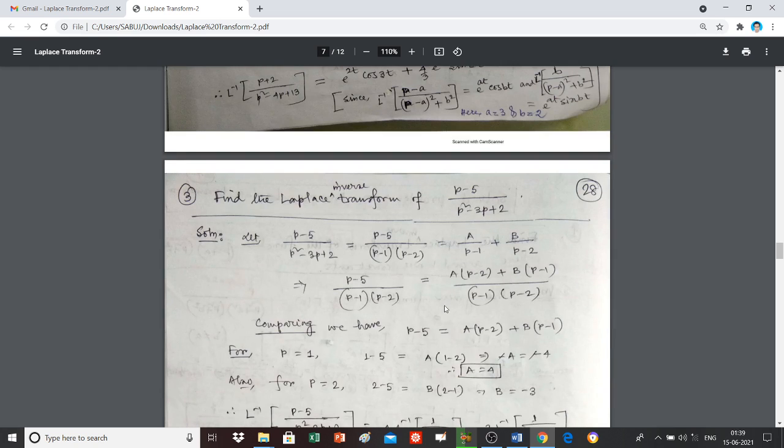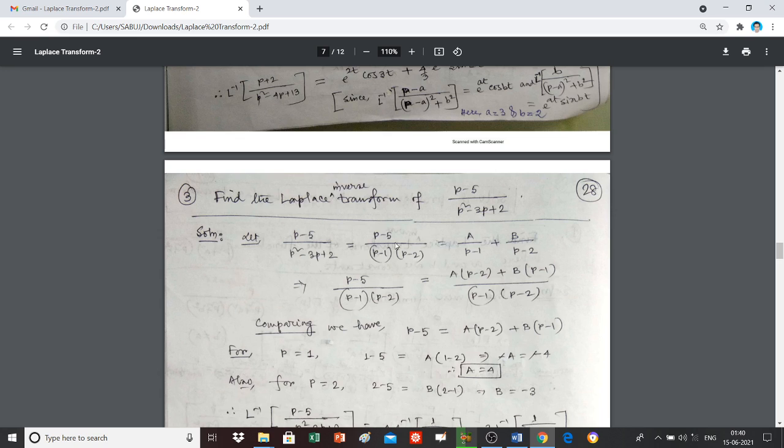So now the next one is there. Find the inverse Laplace transform of (p−5)/(p²−3p+2). So let us consider this (p−5)/(p²−3p+2), and just factorize it. So that is equal to (p−5) over (p−1)(p−2).